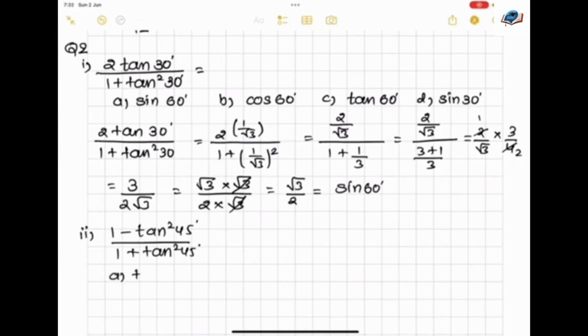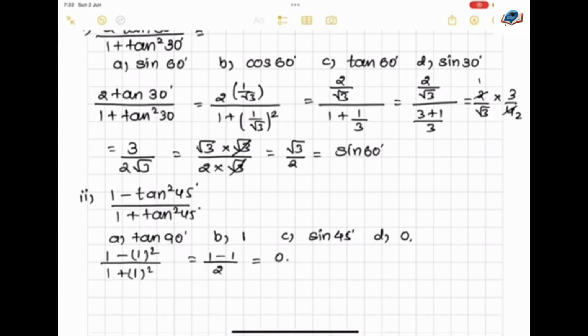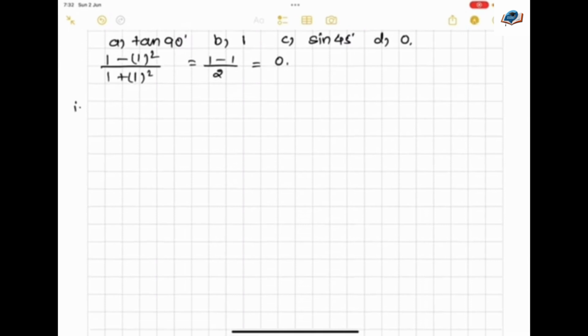Options are A 90 degree, B 1, C sine 45 degree, D will be 0. So let us check that also. 1 minus tan square 45 degree. So that will be 1 minus 1 square upon 1 plus 1 square. So that is 1 minus 1 upon 2. So 0 by 2. So that is 0. D is correct.